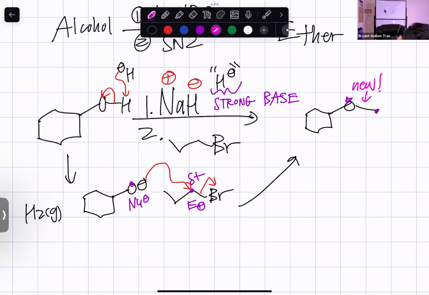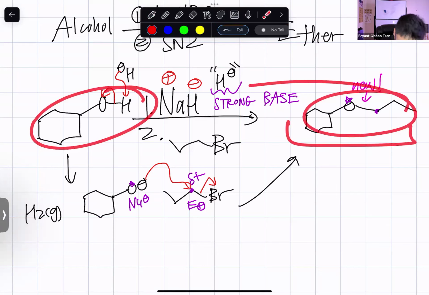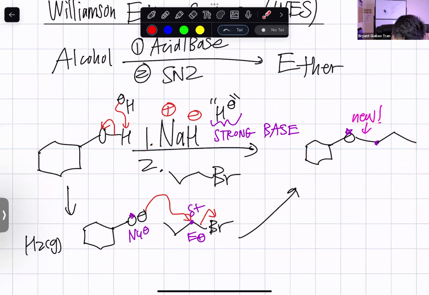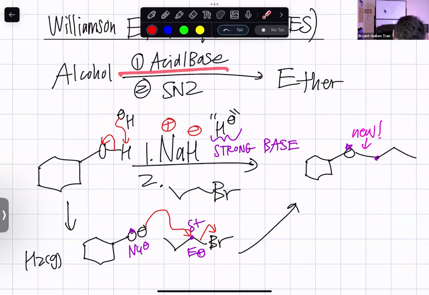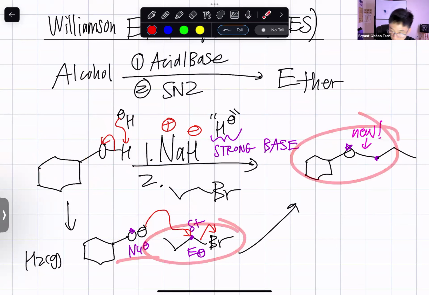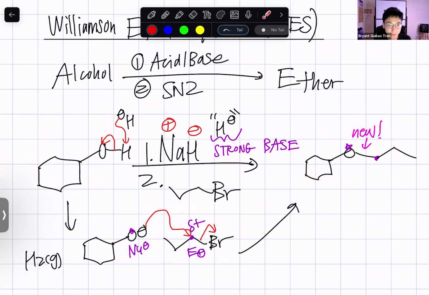And then draw what was attached to the dot, which is 1, 2 carbons, which formed an ether, alcohol to ether. Williamson ether synthesis. We synthesized an ether from an alcohol using 2 reactions: acid-base, deprotonating the alcohol into the alkoxide, and then SN2. Use that alkoxide nucleophile to attack the electrophile to form the ether. Does that reaction make sense?